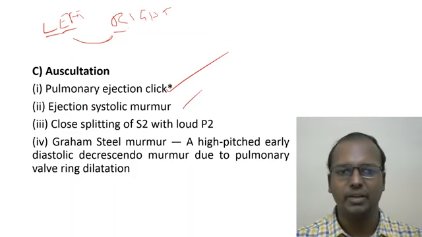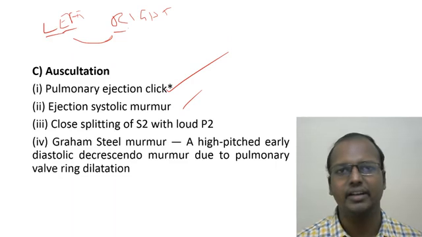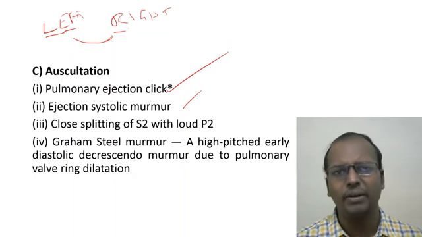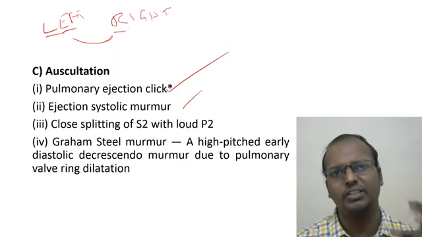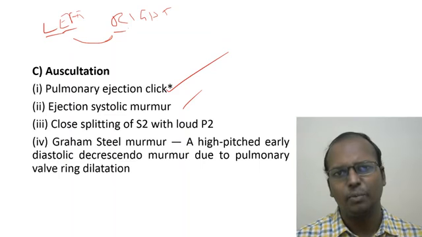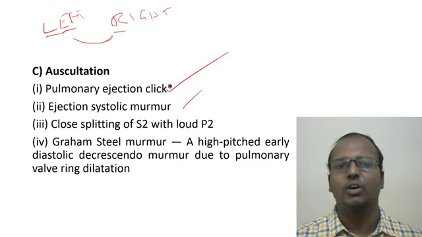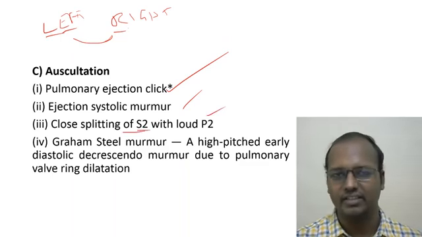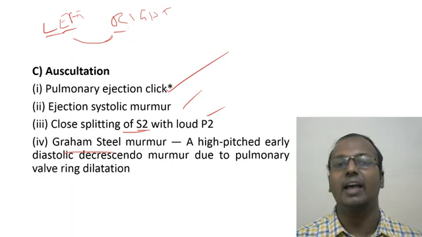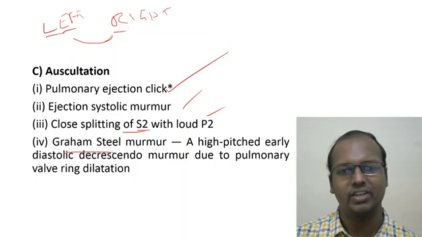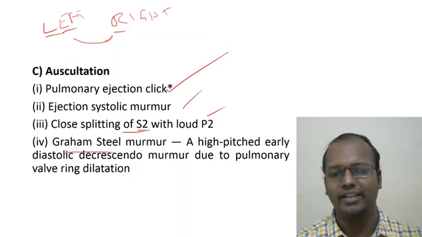There can be an ejection systolic murmur because in the pulmonary artery there is obstruction, right? Relative obstruction. Since the pressure in the pulmonary artery is more, the valve will not be able to open fully towards the pulmonary artery. Yes or no? Lot of pressure in the pulmonary artery, so the valve is not able to open fully, and that can cause an ejection systolic murmur in the pulmonary area. Close splitting of S2 will be there, that we discussed already, because of the pulmonary hypertension. And Graham Steell murmur: as the pulmonary hypertension progresses, the pulmonary valve ring will dilate, and that can lead to pulmonary regurgitation also. So that is the diastolic decrescendo murmur due to pulmonary valve ring dilatation.